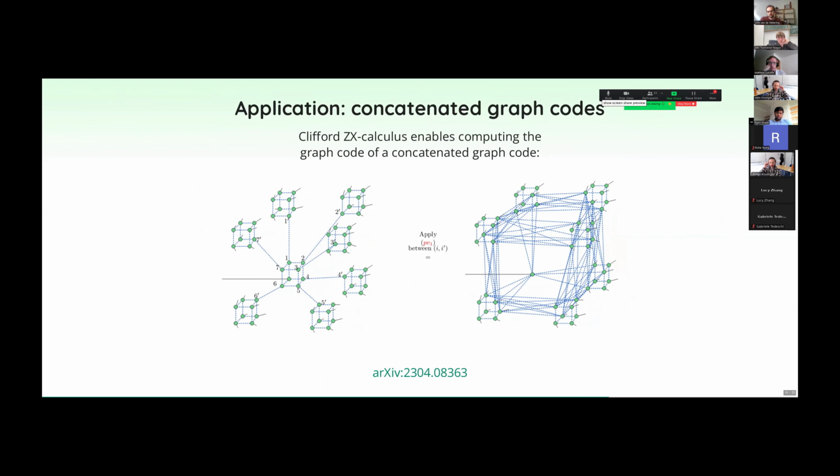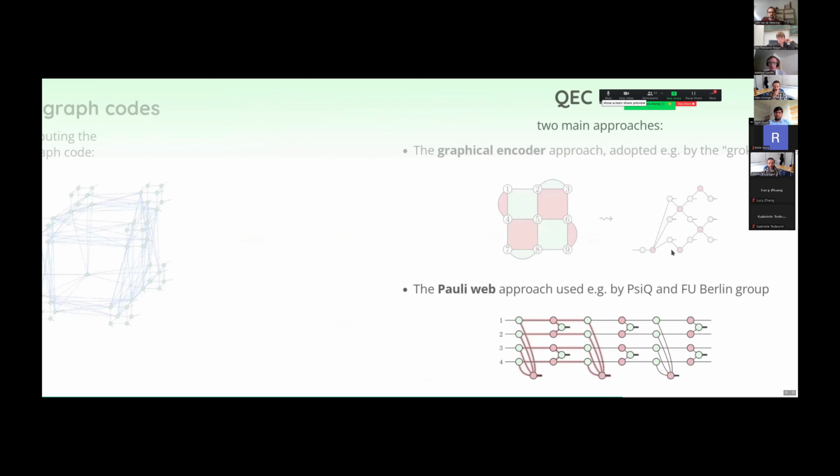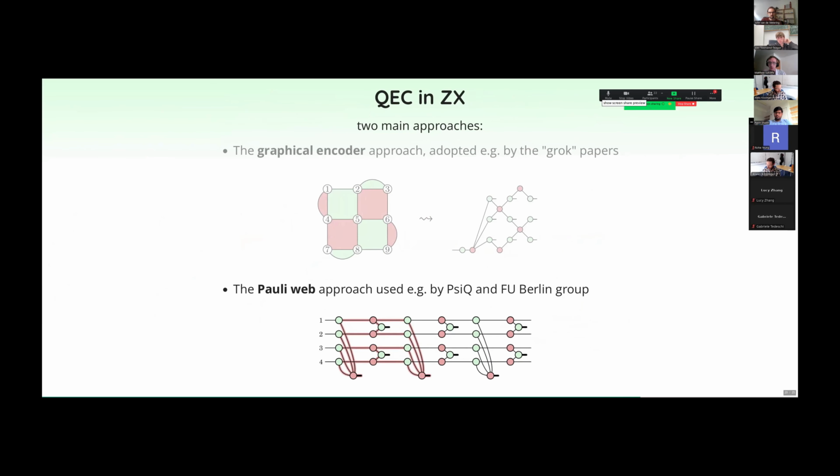And one more application was looking at concatenated graph codes. So these are a type of stabilizer code based on graph states. And one thing that you can do that's quite nice is if I take a graph code and I encode each of the qubits in it in another graph code, then just doing a bunch of pivots, I can see that this thing is itself a graph code. It's just with a more complicated connectivity. Okay, so that's kind of what I wanted to say about the encoder approach.